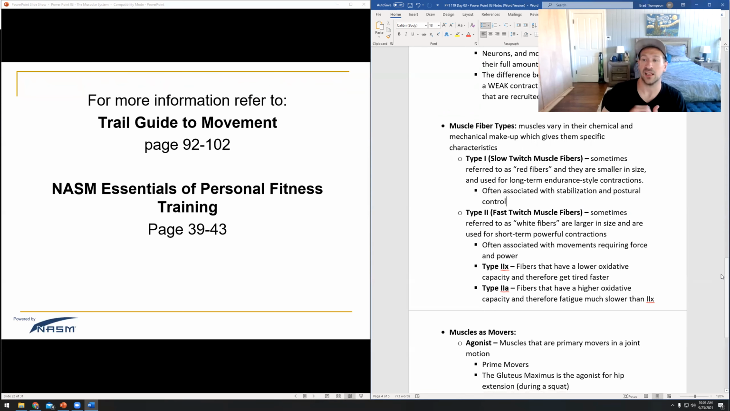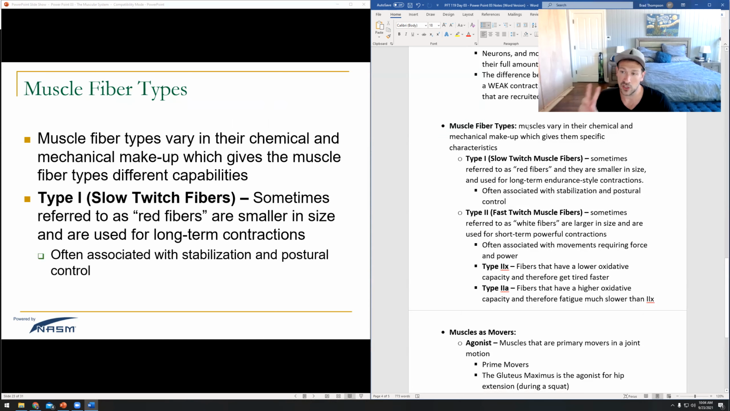All right, so let's talk about some of the visual characteristics. Let's look at the form of these muscle fibers and talk about how they might look different from one another. You have two major categories of muscle fibers, and they look very different. Your muscles vary in their chemical and physical makeup, which gives them different characteristics. So we've got type 1 and type 2 muscle fibers.